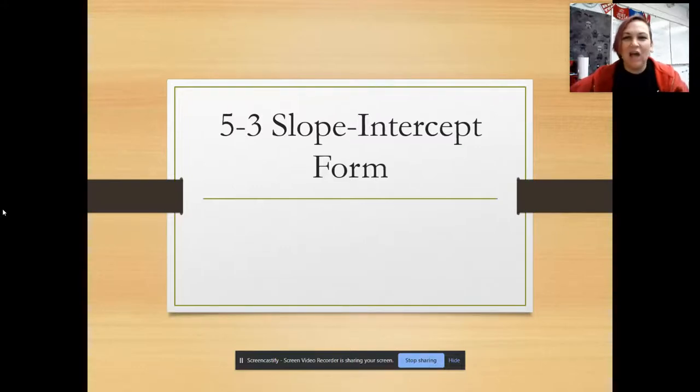Hi, guys. Today we're continuing with the second half of Chapter 5, where we will focus on graphing. Today's lesson will teach you how to graph in slope-intercept form.